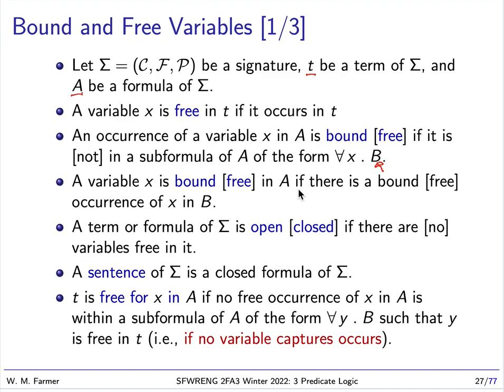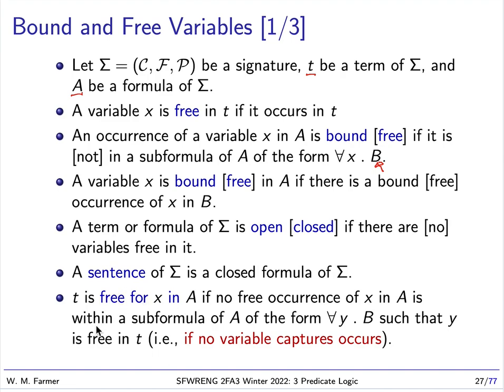So every occurrence of a variable is bound or free. And we say that a variable is bound in A if there is some bound occurrence of that variable. Likewise, we say it is free in A if there's some free occurrence of x in A. And we will say a term or a formula is open if there are variables that are free in it, and it's closed if there are no variables that are free in it. A sentence is another name for a closed formula.